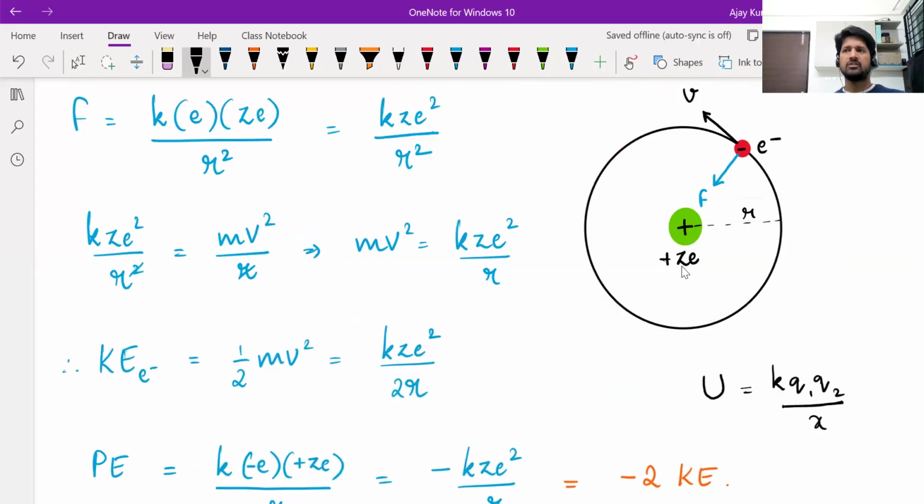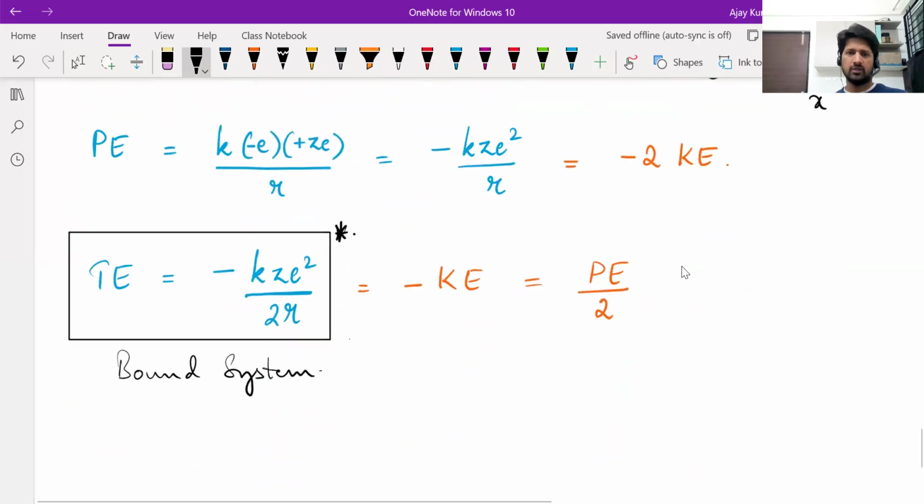We write the expression for electrostatic force equated to centripetal force. From there we get kinetic energy. And for potential energy, we have a direct formula, electrostatic potential energy, K Q1 Q2 by r. Add them both, you get the total energy.